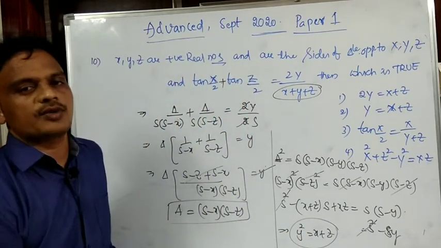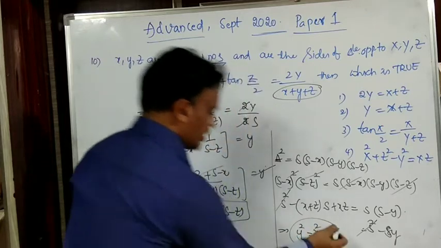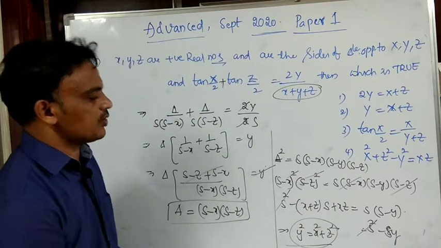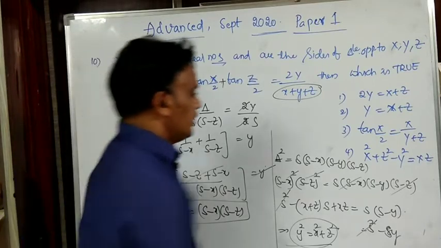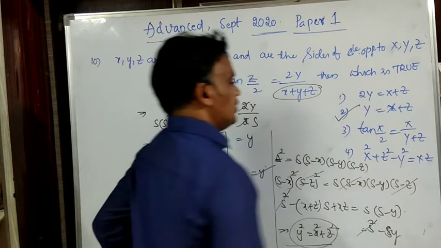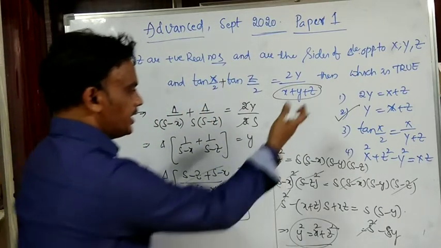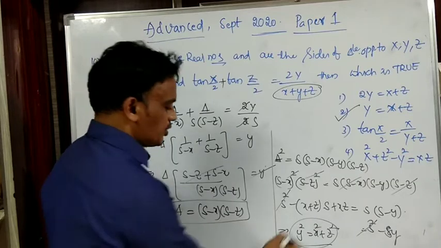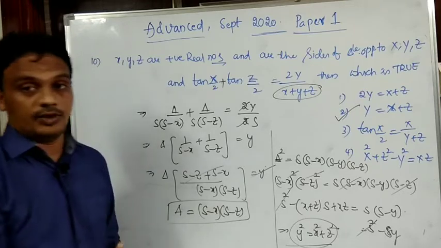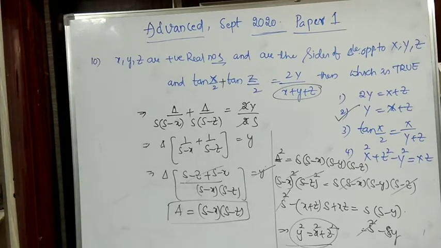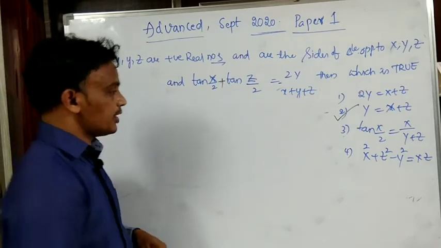What is the meaning of y square equals x square plus z square? Hypotenuse square equals sine square plus sine square. You will get like this: y square equals x square plus z square. Then I can say angle y equals angle x plus angle z, right? So which is 90 degrees. Angle at y is 90 degrees, hypotenuse square is side square plus side square. That is one of the options. Let us check one more option.